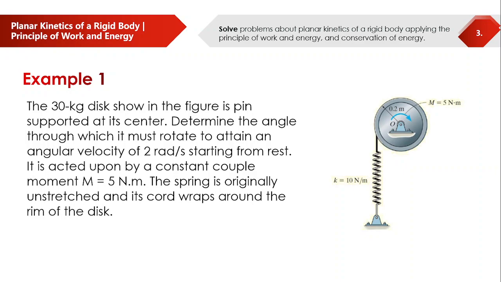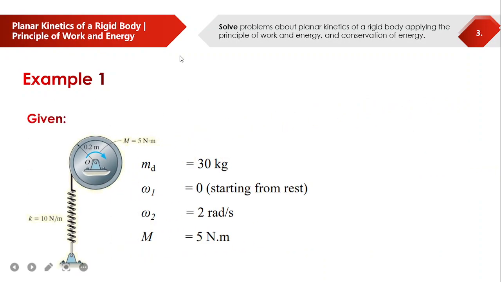The spring is originally unstretched and its cord wraps around the frame of the disc. So, ang kailangan natin hanapin is the angle. Okay, determine the angle through which it must rotate to attain the angular velocity of 2 rad per second. So, ano dapat natin gawin first? The procedure of analysis: identify the required and the given.